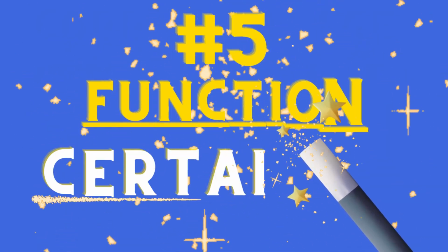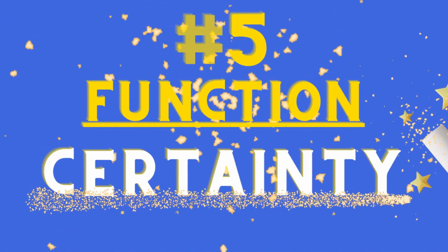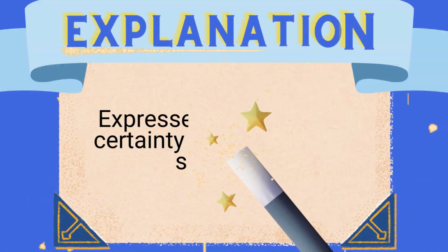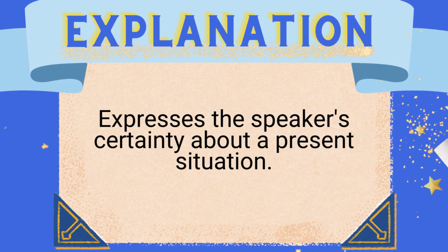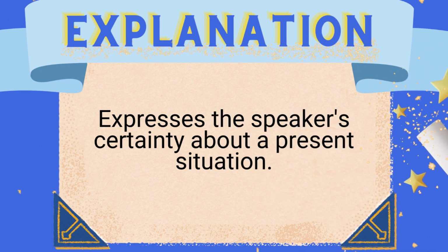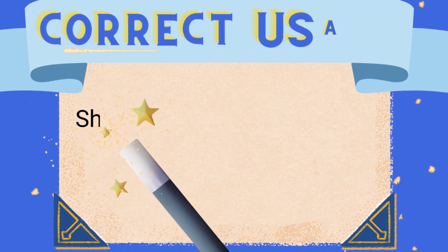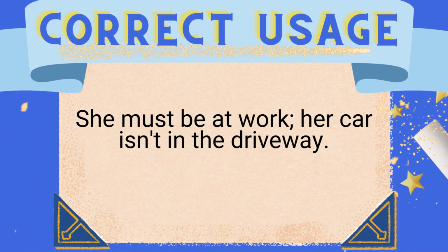Then, we'll look at must used for certainty. This is when you are sure about something. For example, he must be at home, his car is in the driveway. She must be at work, her car isn't in the driveway.